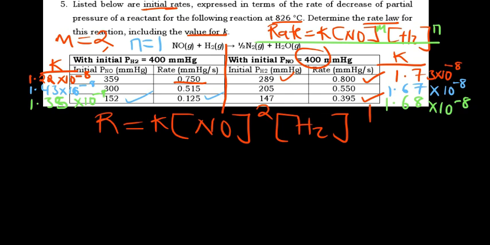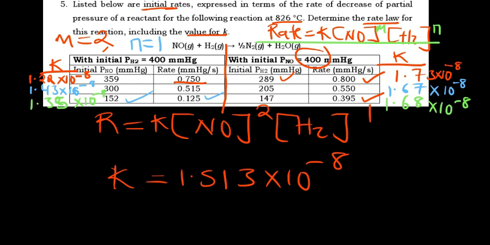So approximately they'll be in the same range. Let me just add them. I'll ignore the 10 to the power negative 8. I'll get 1.22 plus 1.43 plus 1.35 plus 1.73 plus 1.67 plus 1.68, and then of course that's times 10 to the power negative 8, divided by 6. So the value I'm getting for k is 1.513 times 10 to the power negative 8.